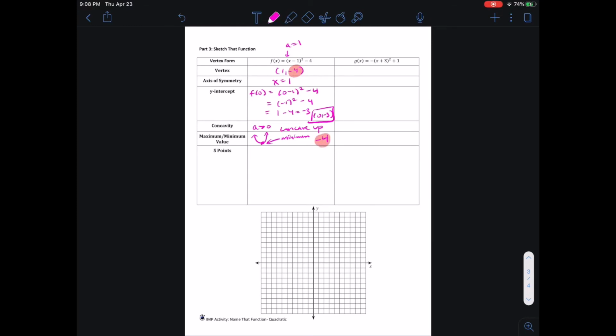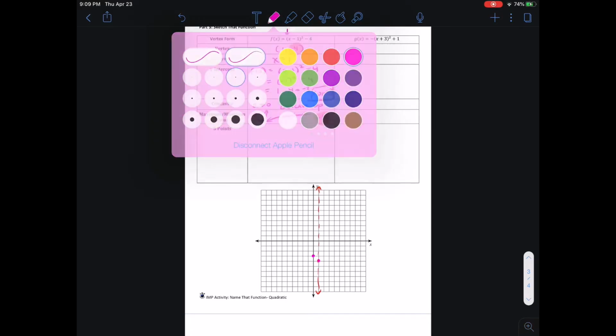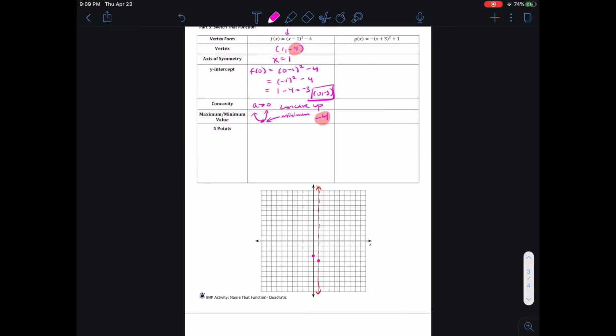And then from there, I need 5 points. So what I'm going to do is first graph what I have. So my vertex is at 1, -4. Let me plot that here. And I know my y-intercept is at 0, -3. What I could do next is draw my axis of symmetry because that's going to probably give me a free point or two. Now, if you notice, I can actually take the y-intercept and reflect it over the axis of symmetry. So I do get 1 free point.